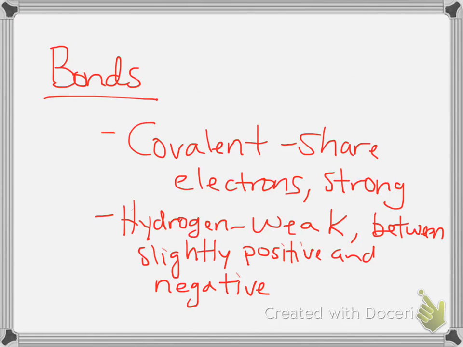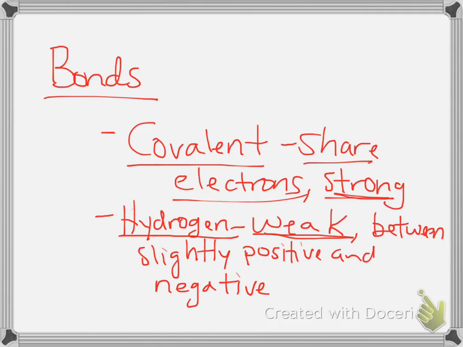Really, we're going to focus on bonds. We have two types of bonds that you need to know for biology, which are covalent bonds and hydrogen bonds. Covalent bonds are the strongest of the bonds, and that is because they share electrons. Hydrogen bonds are the weakest of the bonds, and these are between slightly positive and slightly negative atoms.